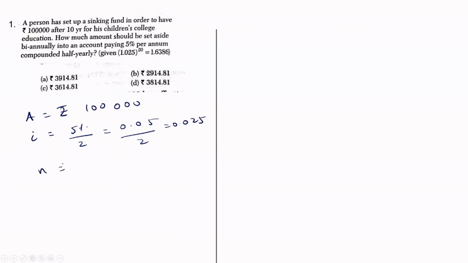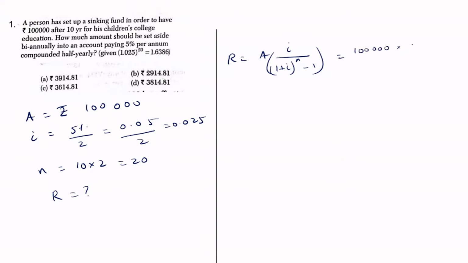And then the number of payments: it is required after 10 years and the amount is set aside biannually. So the number of payments made is 10 into 2 which is 20. We need to find R, how much amount should be set aside biannually. So R is A into i upon (1 plus i) the whole raised to n minus 1. A is 1 lakh, i is 0.025, upon (1 plus 0.025) the whole raised to n, which is 20, minus 1.